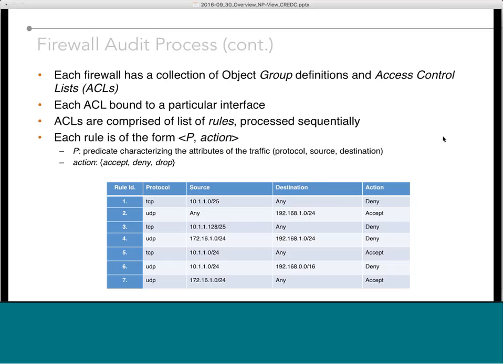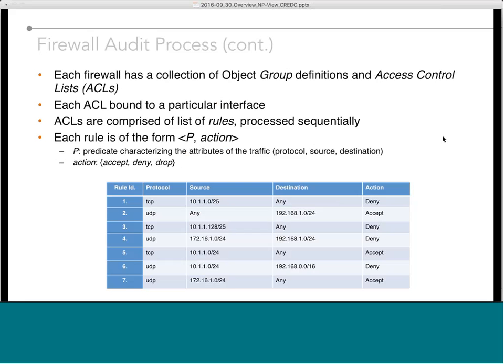If we look a bit more into the way a firewall is handling traffic, the key element is called the access control list, ACL. An ACL is a group of rules, and each rule will have a description of network traffic, often using the protocol, the source, and the destination information of that traffic, and then an action: either to accept the traffic, or to deny, which means to block it, or to drop it, which means to block it and also to send an error message.